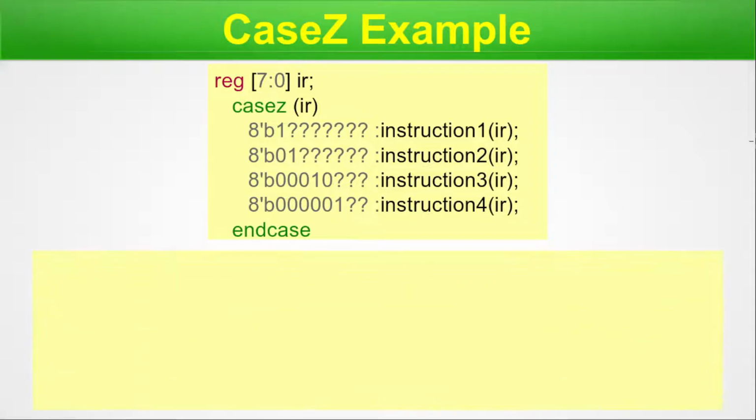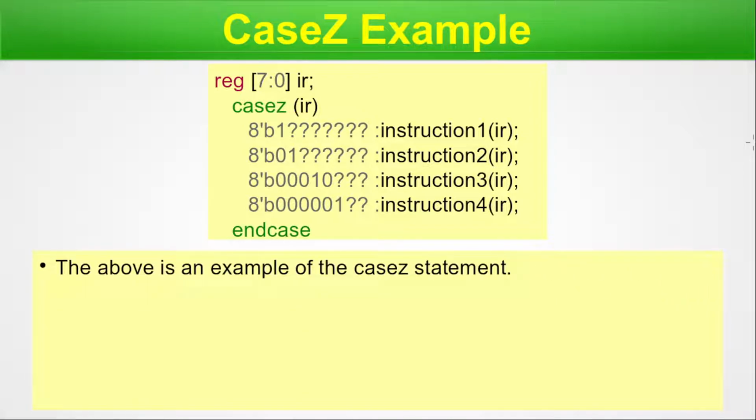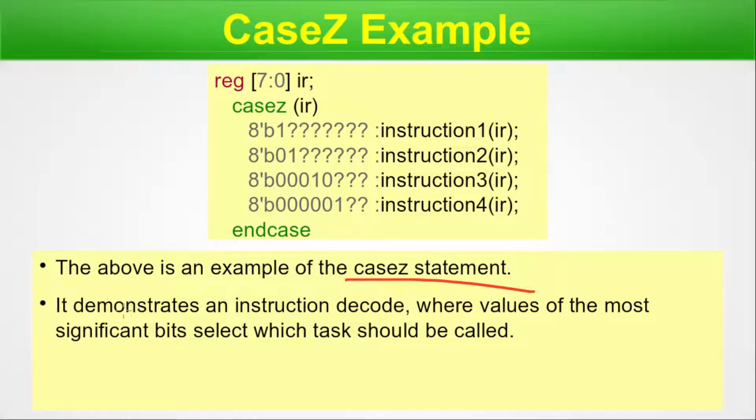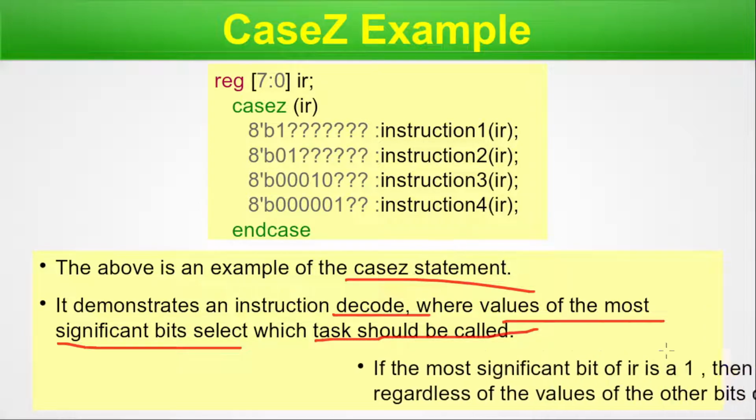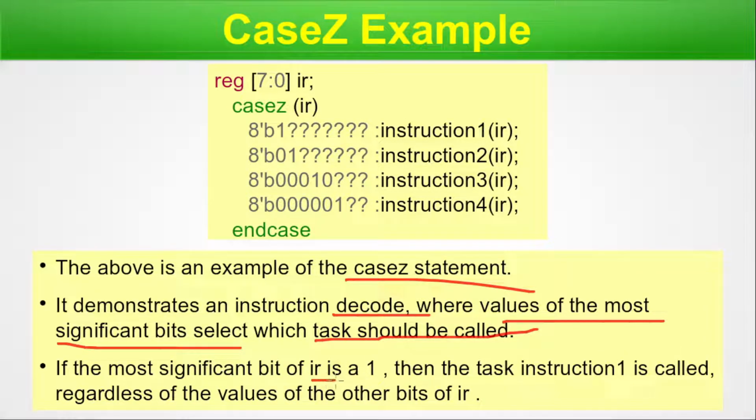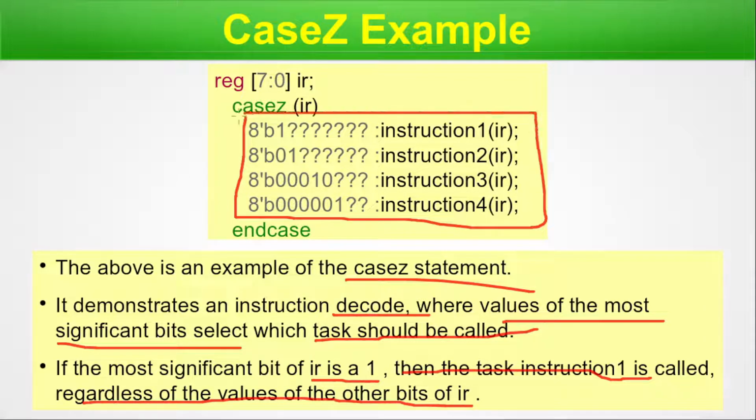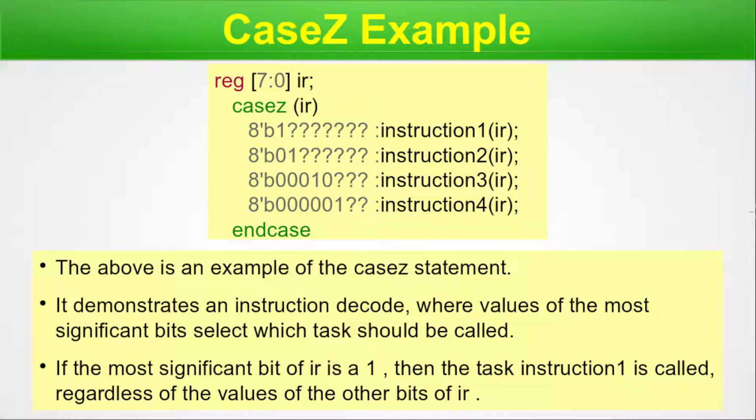Now let us give some explanation of this. The above example of the case Z statement, as we have just talked, demonstrates the instruction decode, where the values of the most significant bit select which task should be called. So here these are tasks or instruction set, what should be there. If the most significant bit of IR is 1, then the task instruction 1 is called regardless of the value of the other bits in IR. So this is very clear from these state of values and corresponding actions. That means this lookup table. So we are done here with the case Z example.